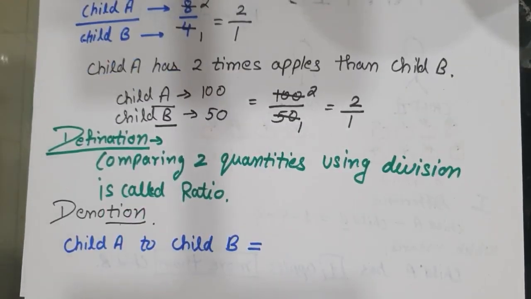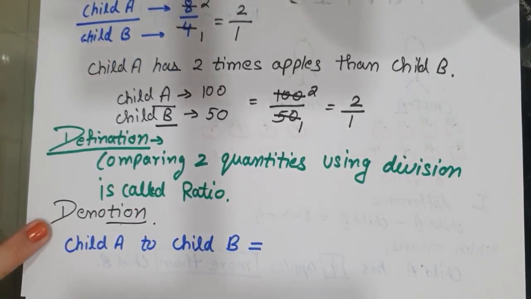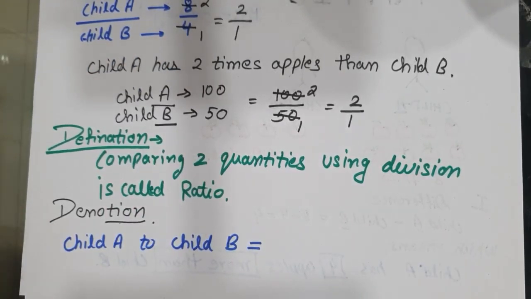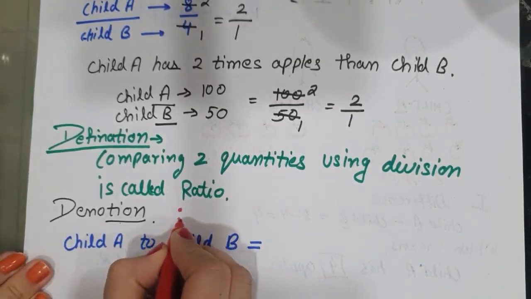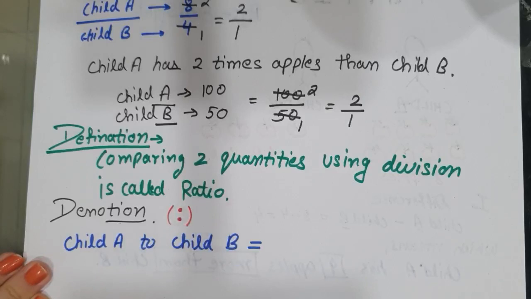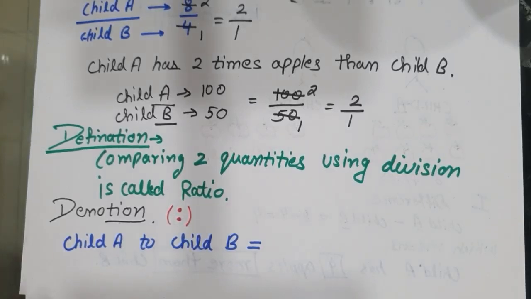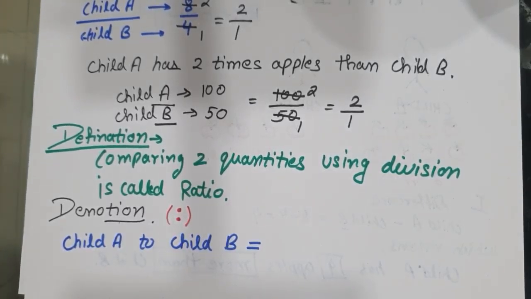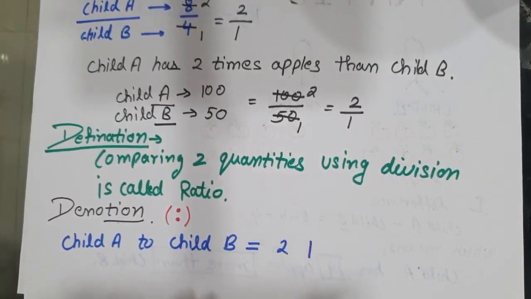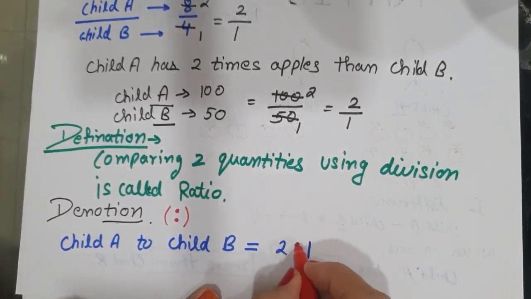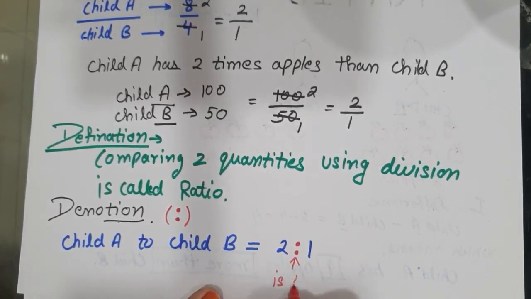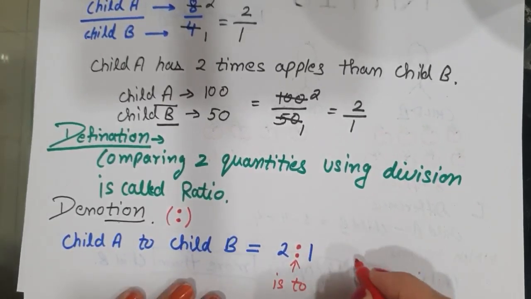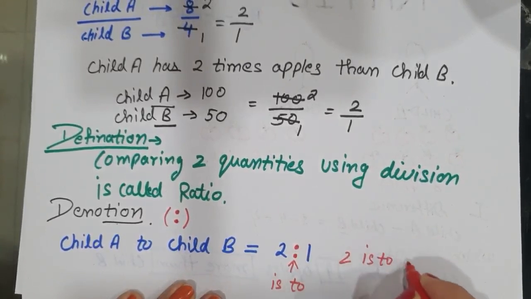So now the next topic is notation of a ratio. How to denote a ratio. Here the colon sign is really very important for denoting one. If I want to write child A to child B, then I am going to write 2 is to 1, where I write a colon in between, and this colon represents 'is to'. So we call it 2 is to 1.